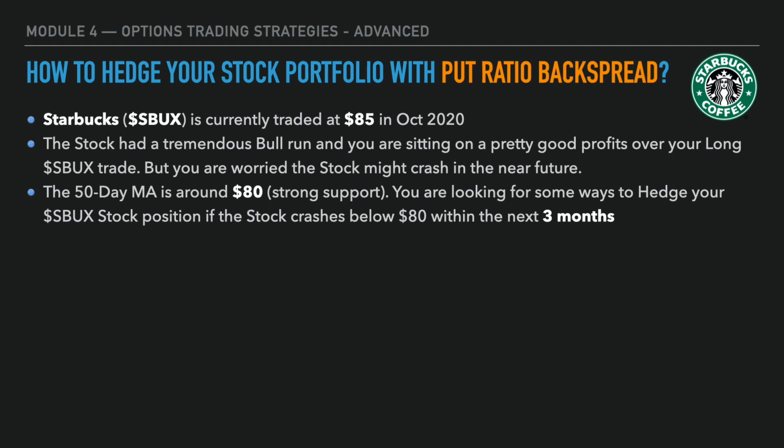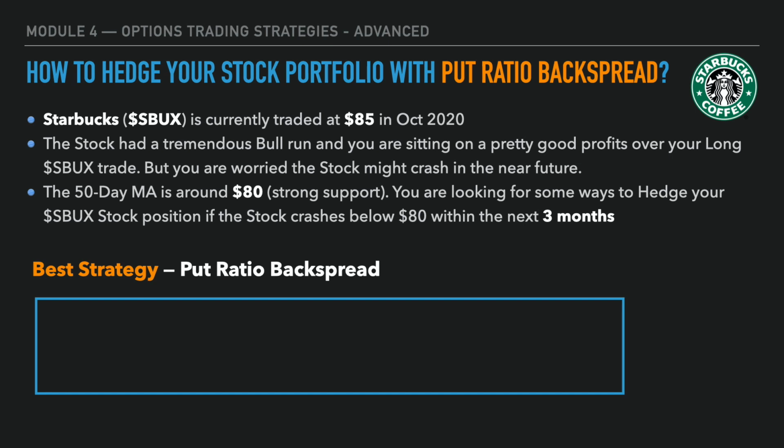You believe that will be the strong short-term support level for this stock, and you're looking for some ways to hedge this position if the stock price breaks below the 50-day moving average within the next 3 months. Then the best way to do it is to use a put ratio backspread, and this is how it works.